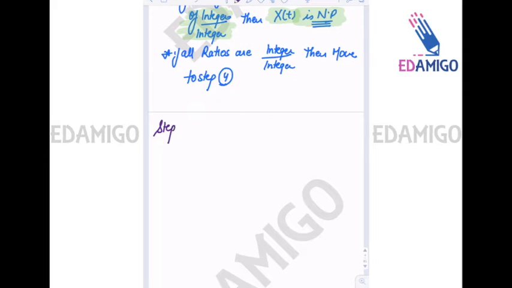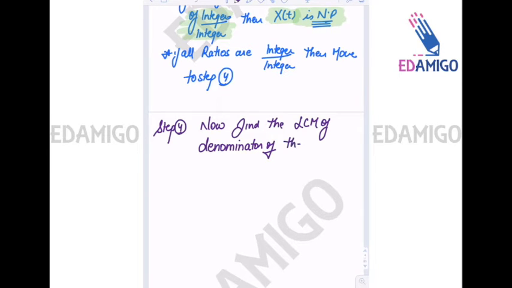Now let's look at step 4. Now find the LCM of the denominators of the ratios. So the ratios found in step 3. So in step 3 we have found the ratios. Now we will find the LCM of the denominators of the ratios, and let the LCM be X.